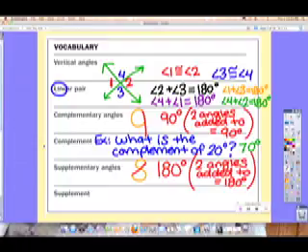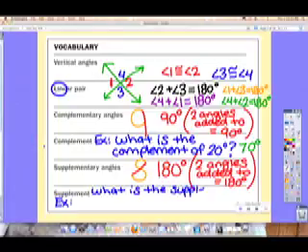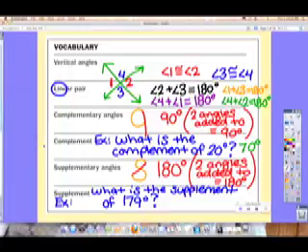Okay, exact same thing. Let's do an example for supplement. Okay, what is the supplement of, how about 179 degrees? Supplement, talk yourself through it. Supplement stands for 180. So shout out, what is the supplement of 179? 1 degree. Little teeny tiny angle.